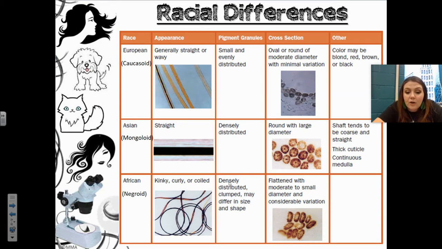Okay, now I can't say this word today. Densely distributed, clumped, may differ in size and shape. So that's kind of different about their color pigmentation. It's not as even throughout. It might have clumps of pigment here and there, and the pigment granules might actually be different sizes and shapes.